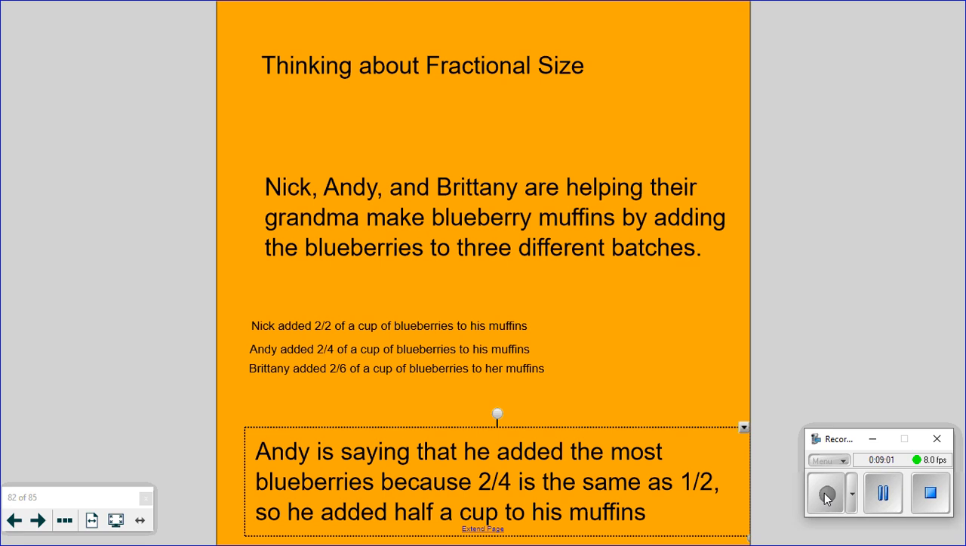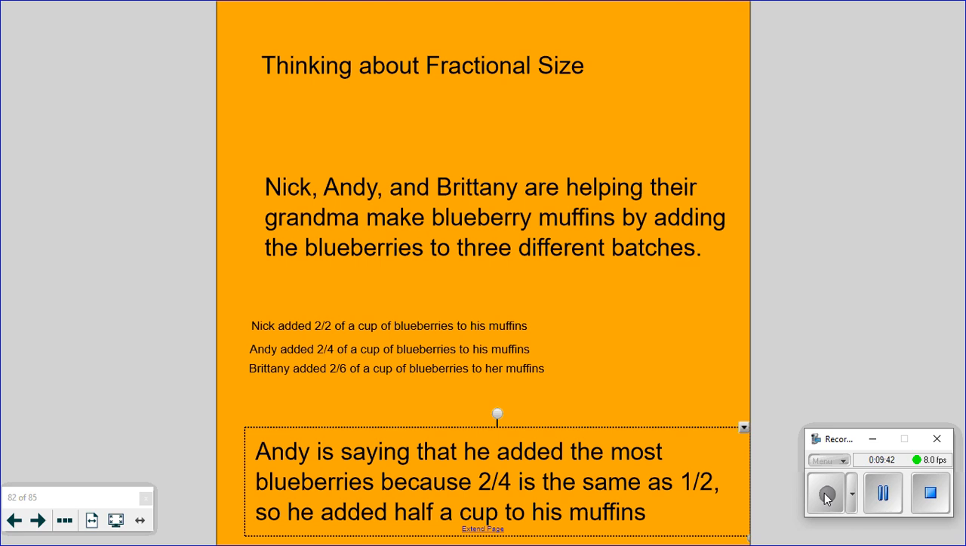All right. What are our thoughts about what Andy is saying? Because not all of what he's saying is wrong. Not all of what Andy is saying is wrong. Jordan, what are your thoughts on what Andy is saying? He's not wrong about he had 1 half, but he is wrong about having the most blueberries.